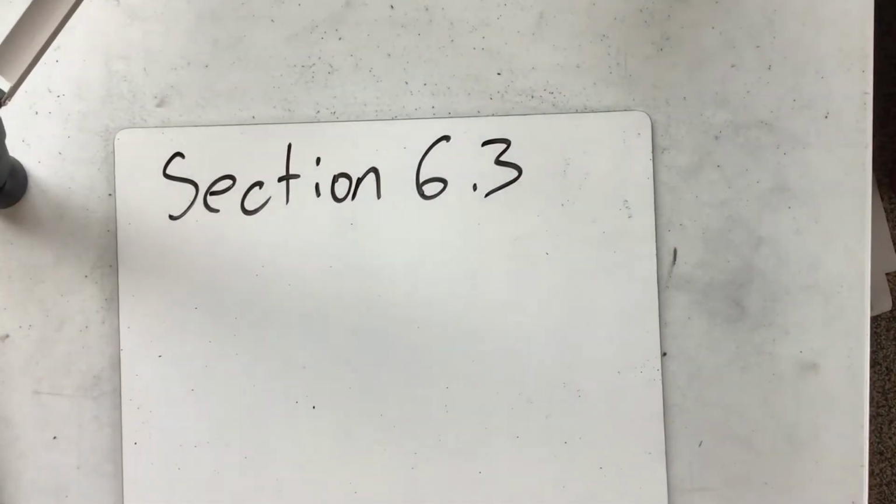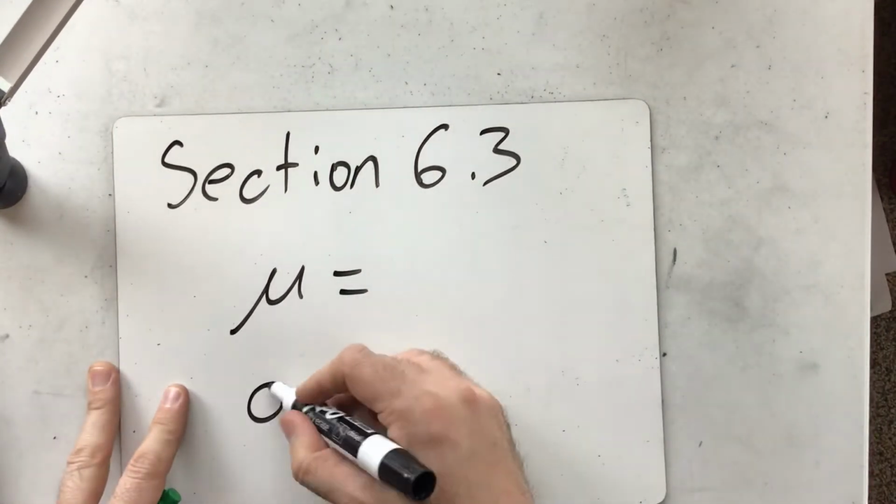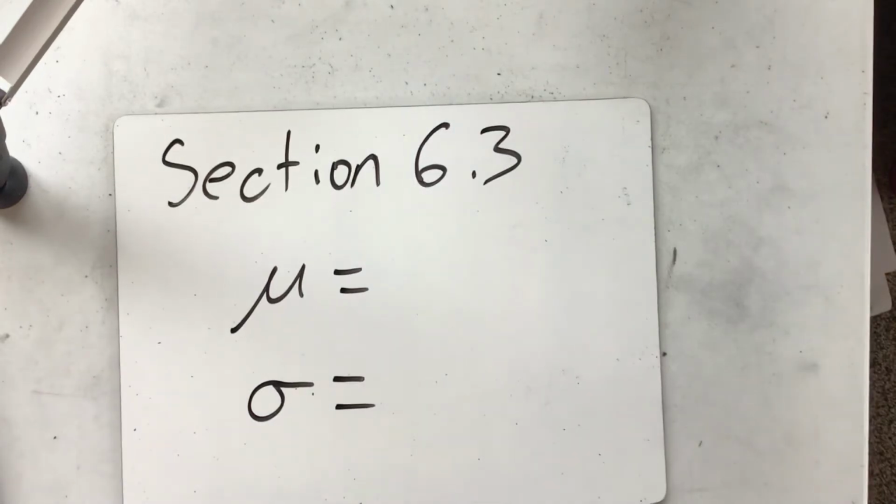Let's go ahead and jump ahead to section 6.3. And to do this, we really just need 2 formulas. The first formula is what is the mean and what is the standard deviation for a binomial experiment. And it turns out that these numbers are pretty straightforward.